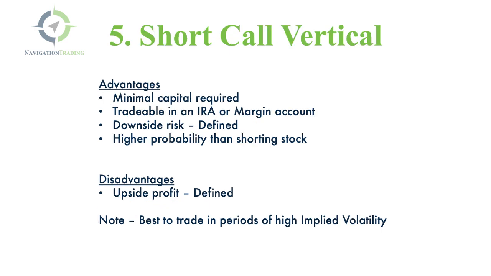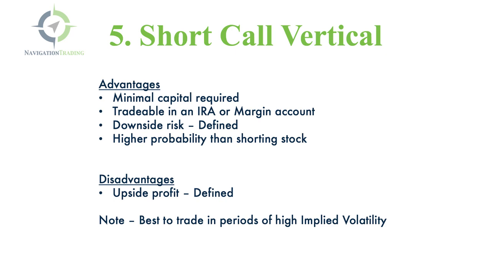Strategy 5, short call vertical. The advantages are minimal capital required. You can trade them in an IRA or a margin account. The downside risk is defined, so you know exactly what your risk is when you enter the trade, and you can set them up as higher probability trades than simply shorting the stock. The disadvantage is, again, you have upside profit that's defined. You're capping your upside. Let's go to the platform and I'll tie this all together and make sure it makes sense for each strategy.